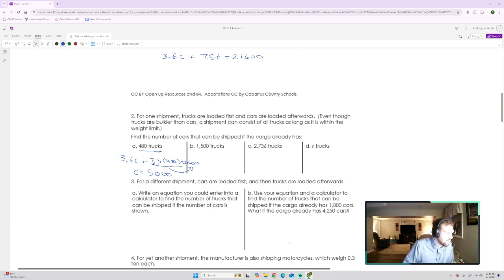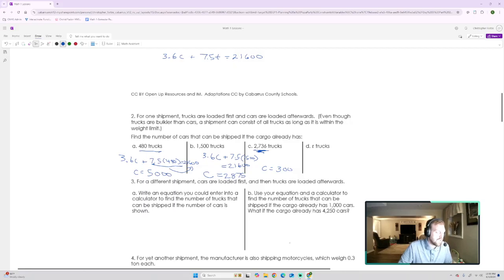What about the setup for B? Well, that's 3.6C plus 7.5, and instead of T for trucks, I'm going to do 1,500, and then that is equal to 21,600. And again, I'm not going to get repetitive because I'm trying to keep the video as short as possible. So solve for C. When I did the calculator, I got C equals 2875. Same thing for this one. Instead of T, you're plugging in 2736, and when I solve for C, I got 300.